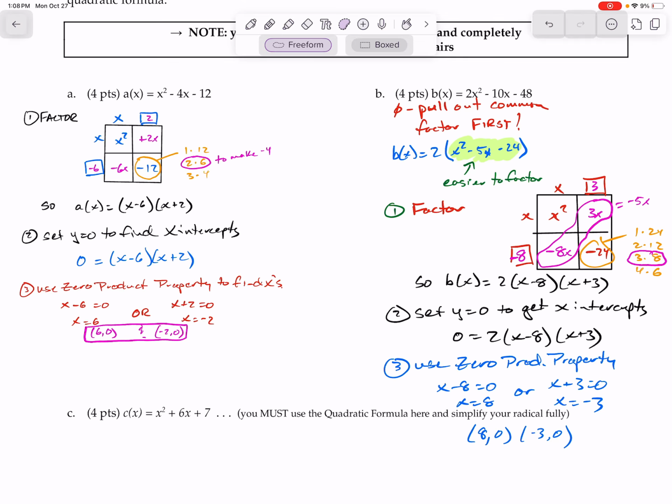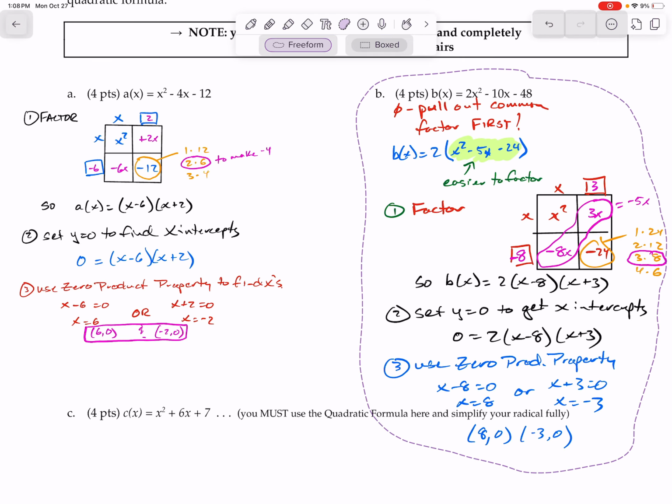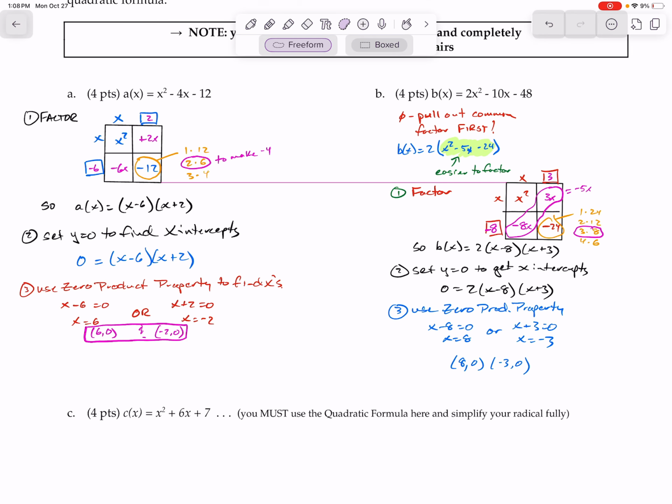And let's make this smaller to fit. There.